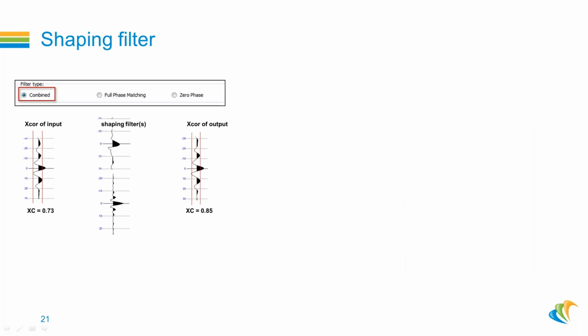Shaping filter, we have options here. For example, it could be zero phase, it could be full phase matching, or it could be combined. If you look at this here, it is a cross correlation of the input, or autocorrelation of the base, and cross correlation of input to output, or monitor to base. We want these two correlations to be similar. So the shaping filter should be applied on the cross correlation of the base to monitor to be the same as, or similar to, the autocorrelation of the reference.